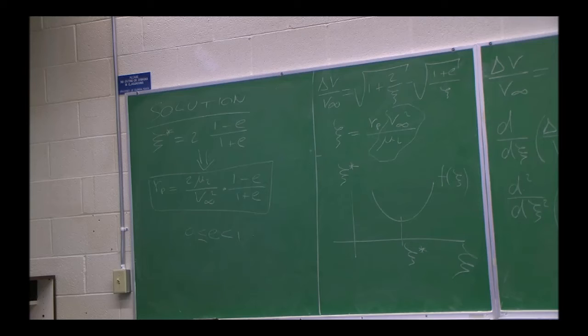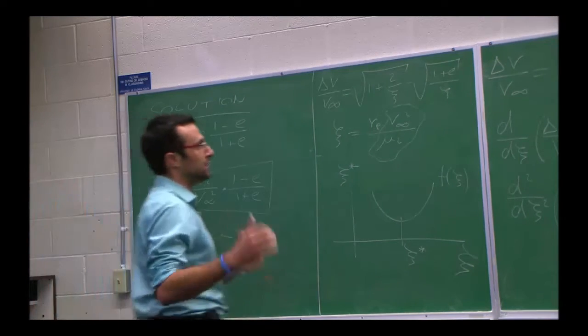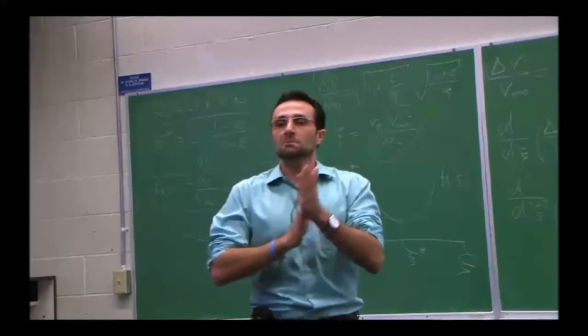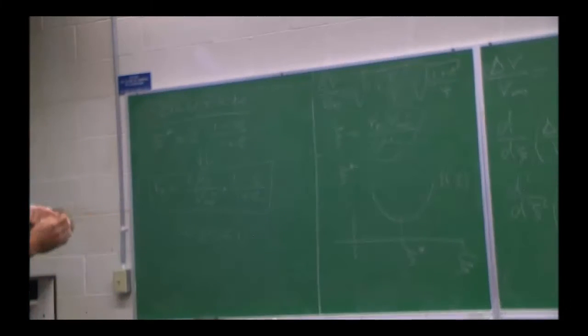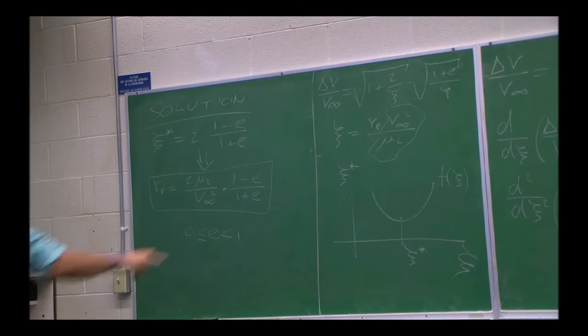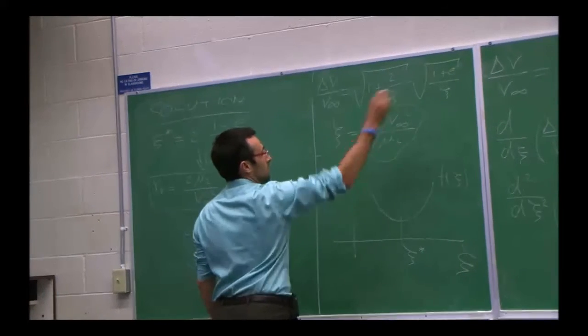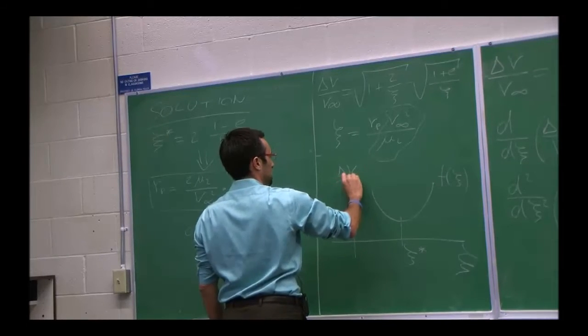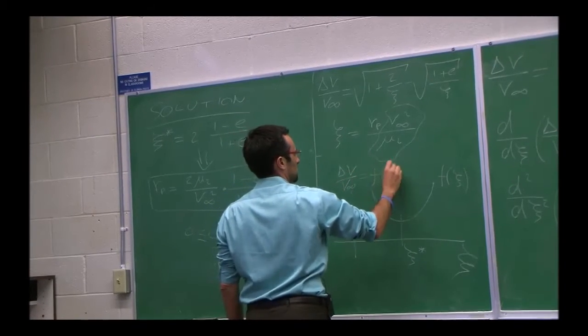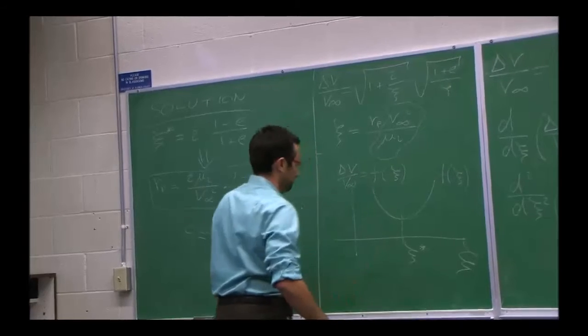Questions? So let me summarize here again what you do when you come in. You come in with a B infinity. Yes? What is the y-axis on that graph that you have? It's the function, which in this case is the delta V over V infinity, which I just called f of epsilon. Yep.